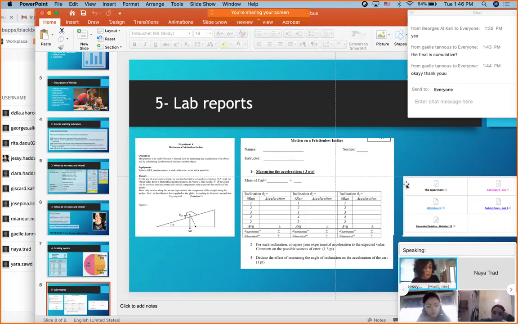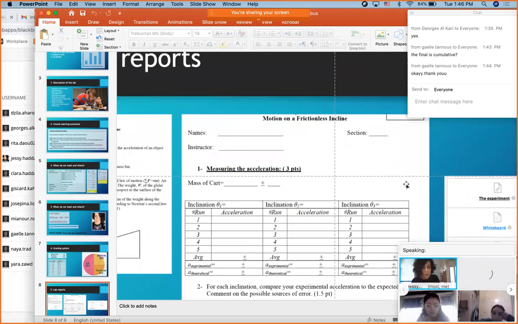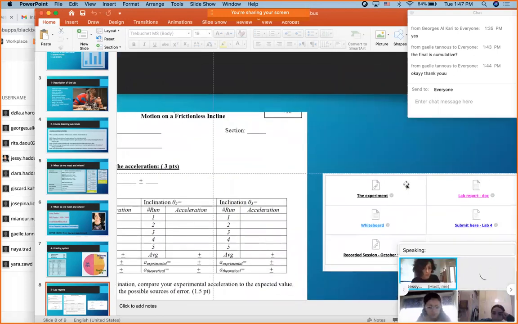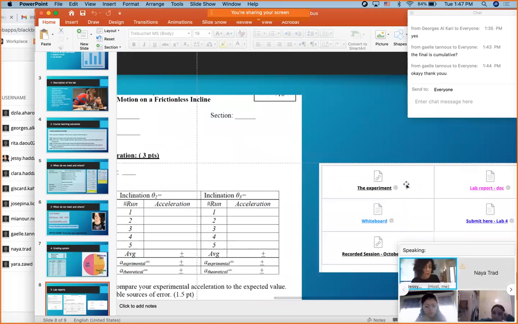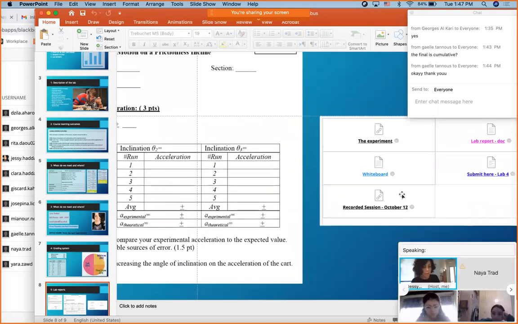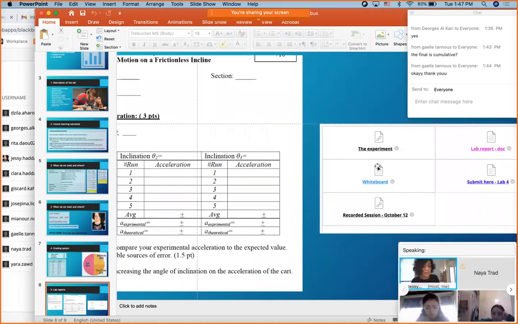Now, how would you submit your work? Under Blackboard, that I suppose you're now familiar with, you will find, let's say, Lab 1. If you click into Lab 1, you will see experiment, lab report, submit here, recorded session. You go into submit here, and you upload your work, okay?